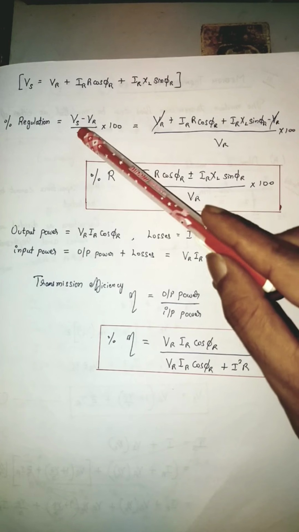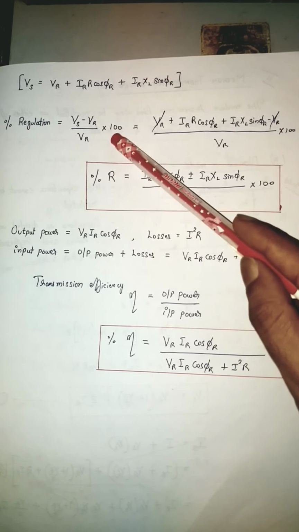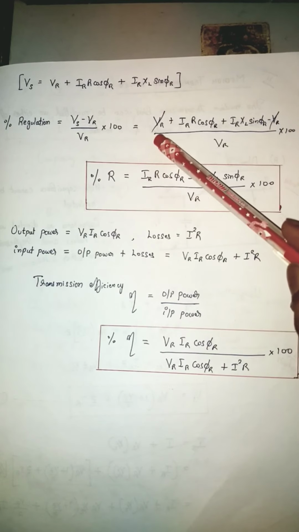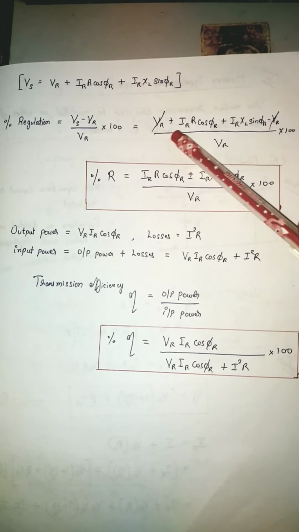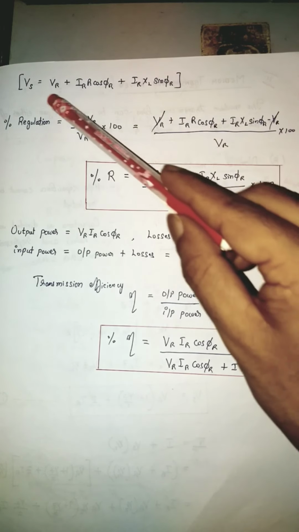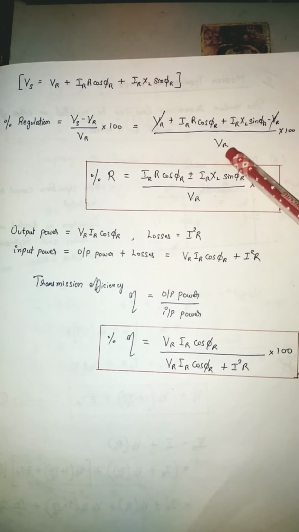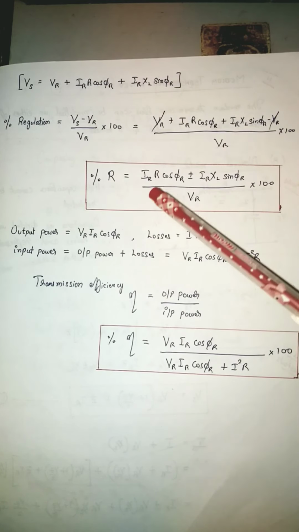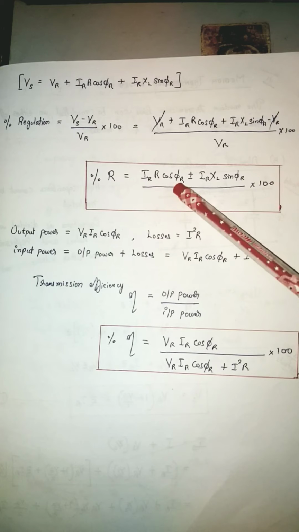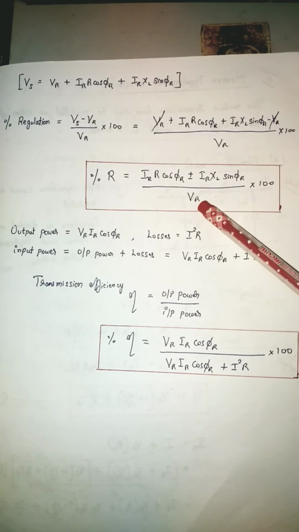Regulation is given by sending end voltage minus receiving end voltage by receiving end voltage into 100. So if we just take that, Vr plus IRR cos phi r plus IRXL sin phi r, that is nothing but your Vs minus Vr divided by Vr into 100. So Vr gets cancelled, you will be left out with IRR cos phi r plus or minus IRXL sin phi r divided by Vr into 100.